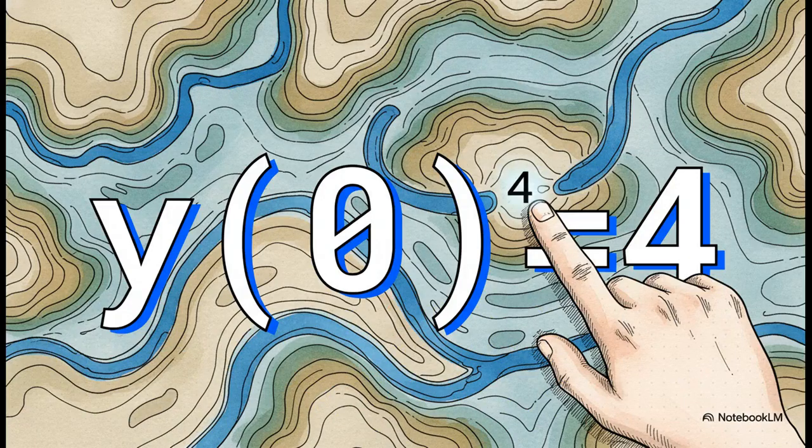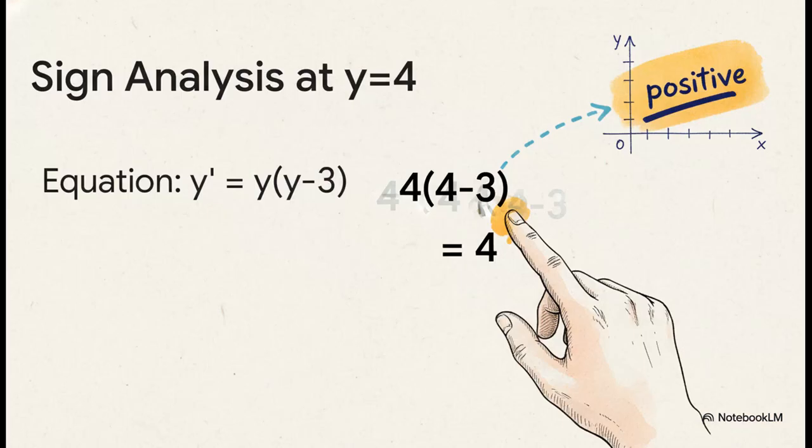Now, to predict the path of one specific solution, we need a starting point. This is our initial condition. The solution passes through the point 0, 4. So let's imagine placing our finger on the map right at y equals 4 and seeing where the current takes us. So how do we do that? We just figure out the slope right at our starting value. We plug y equals 4 into our equation, y times y minus 3. That gives us 4 times 4 minus 3, which is just 4. The slope is positive. That tells us our solution has to start by increasing.